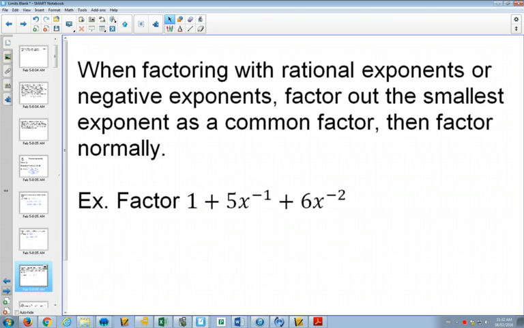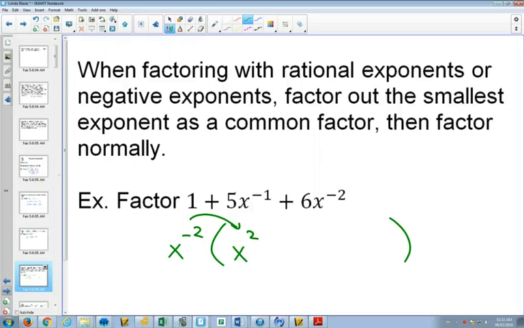What we're going to do is factor out that smallest exponent like a common factor and see what would happen. In this case, our smallest exponent as a common factor would be the x to the minus 2. What would happen if I took an x to the minus 2 out of this entire thing? What would that look like? What would you have to multiply an x to the minus 2 by to get 1? An x squared. And what would happen if you multiply an x to the minus 2 by something to get a 5x to the minus 1?